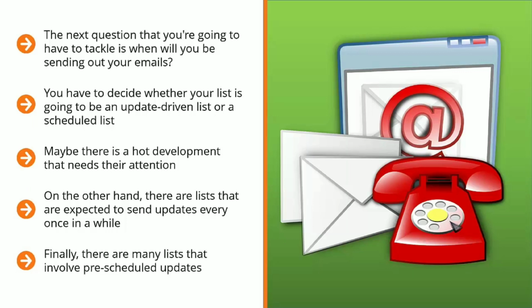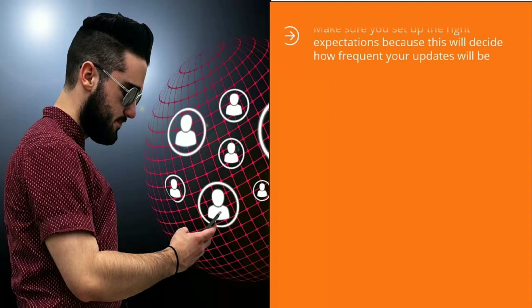Finally, there are many lists that involve pre-scheduled updates. These are usually tutorials or autoresponder series that people specifically sign up for. For example, if I sign up for an email list that is promising to teach me how to trade Bitcoin on a weekly basis, I would expect that I would receive a tutorial email with links to instructional videos once a week. Make sure you set up the right expectations, because this will decide how frequent your updates will be.